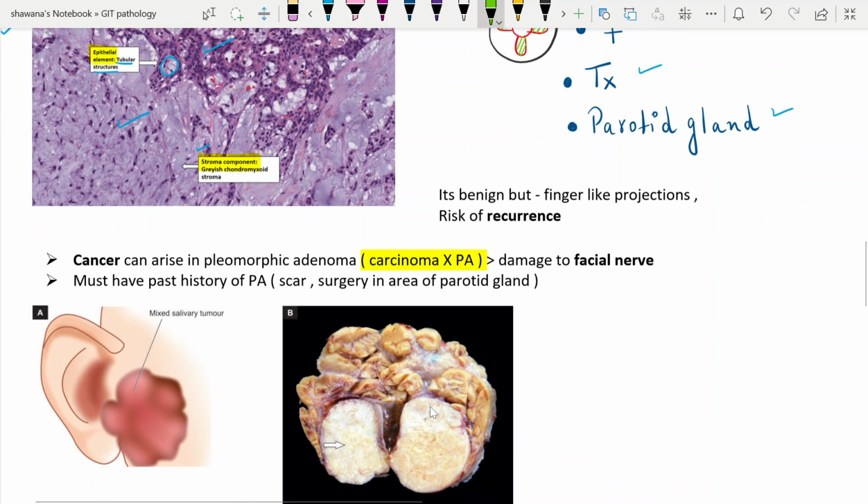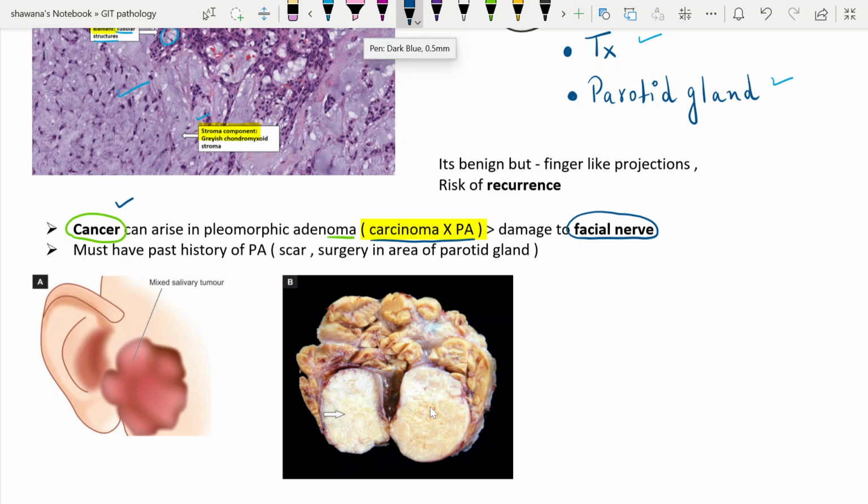There is also a case in which cancer can arise in the pleomorphic adenoma. Adenoma is a benign tumor, but cancer can also arise in the pleomorphic adenoma, and this condition is known as carcinoma ex pleomorphic adenoma. It means that once upon a time it was a benign tumor, but now it has shifted to cancer, and it damaged the facial nerve. The facial nerve passes through the parotid gland, as you know from the anatomy, and when this cancer occurs, it can damage the facial nerve.